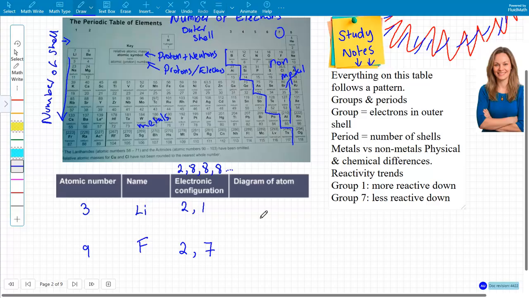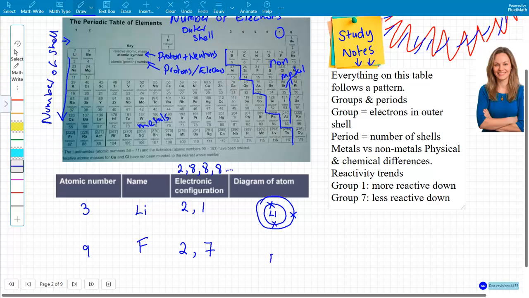Okay, so the diagram, so we would have lithium. How many shells do we need to draw? Well, to work that out, we're going to look at the period. It's in the second period down, so it's going to have 2 shells like that, and we always draw our electrons as neat dots or crosses. I always go for crosses. So 2 on the inner, and then I'll do this one over here, 1 on the outer like that.